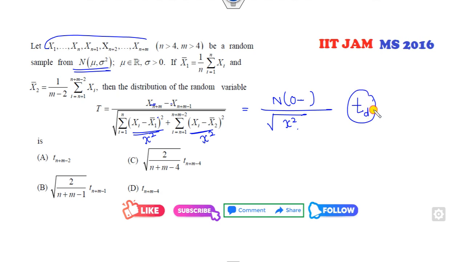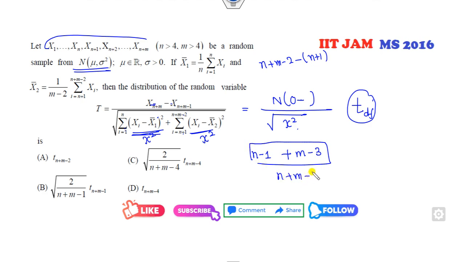Now what is the degree of freedom? What is the degree of freedom of the first part? It is n minus 1. What is the degree of freedom of this one? If you subtract them, it will be m minus 3. Fine. You can see n plus m minus 2 and n plus 1. So what is the total degree of freedom? N plus m minus 4. So the right answer is n plus m minus 4. This one. So this option cancels out.